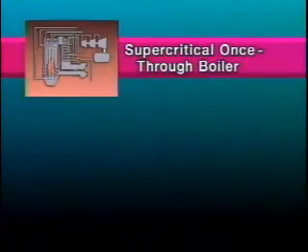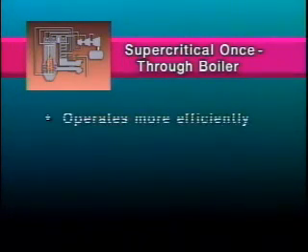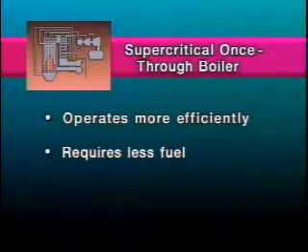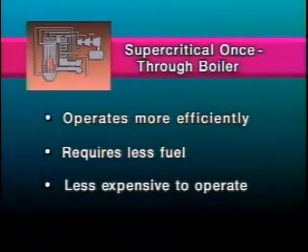The main advantage of a supercritical once-through boiler is that it operates more efficiently than a subcritical boiler that has to recirculate water in the process of producing steam. A supercritical once-through boiler requires less fuel than a drum-type boiler of the same size to produce the same amount of steam. That makes a supercritical boiler less expensive to operate. However, while supercritical once-through boilers tend to be cheaper to operate, they're more expensive to build and maintain since special materials are needed to withstand supercritical temperatures and pressures.